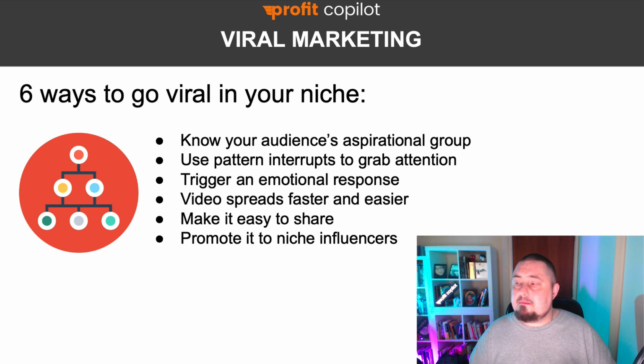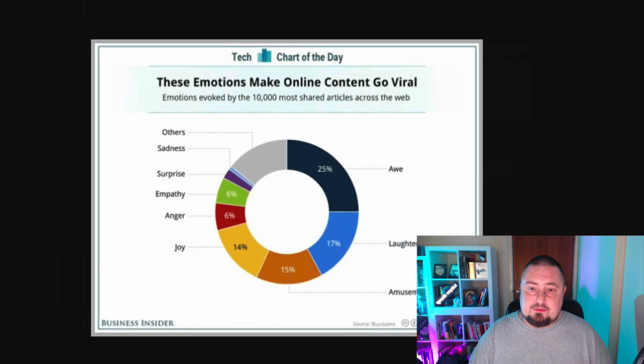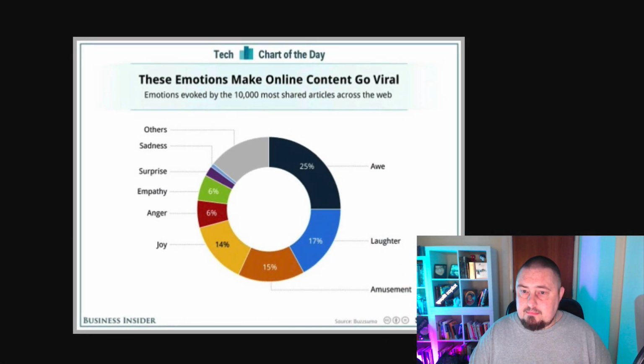So if you can make people feel something with your content, you increase the likelihood that they will share it. Let me show you something. So this is a chart of the emotions that make content go viral. So have a look at this. So the top 25% is awe. If you can create a sense of awe around your content, people are going to share it.